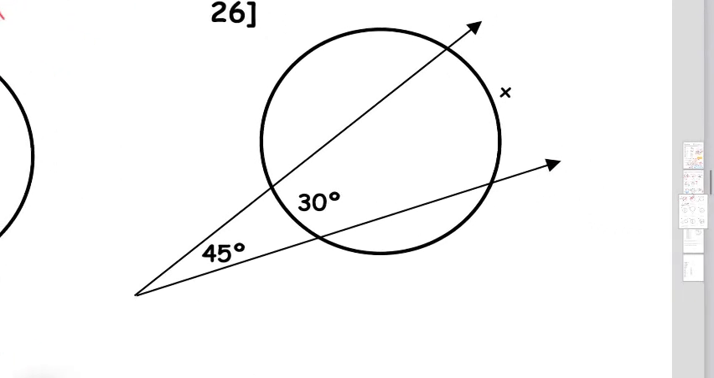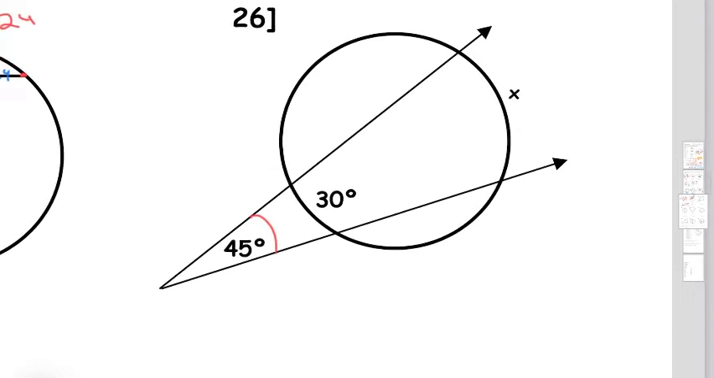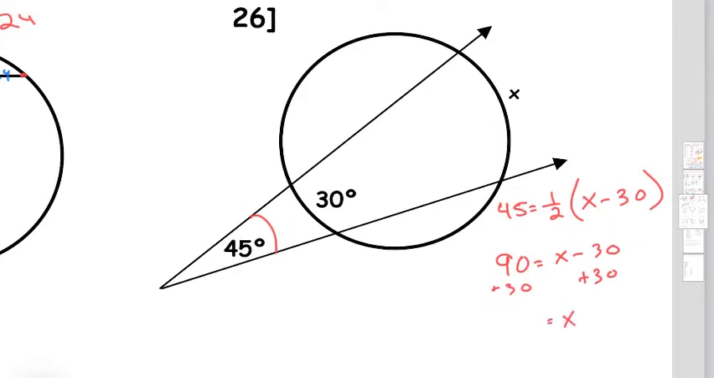So 26, we have our angle outside. And so the equation that I'm going to use is my outside angle, which is 45, is equal to 1/2 the big arc. So in this case, the big arc is X minus the little arc, which is 30. The first thing I'm going to do is get rid of this 1/2 by multiplying by the reciprocal, or multiplying by 2 on both sides. So this 45 becomes a 90, and I get rid of my 1/2, and I'm left with X minus 30. The last step is to add 30 to both sides, and I get X to be 120 degrees.